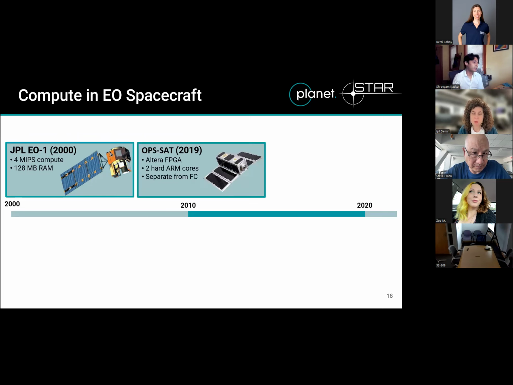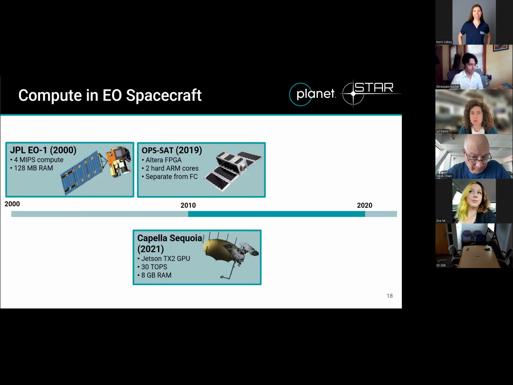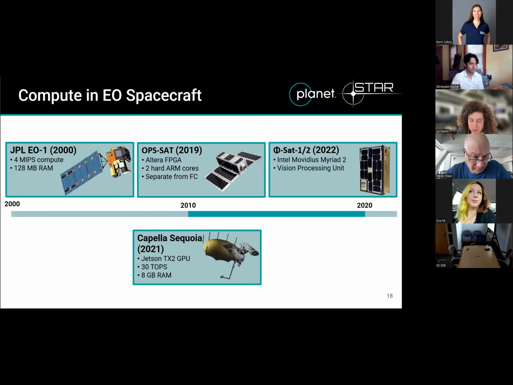Contrast this with something like OPS-SAT in 2019. It has an Altera FPGA with 2 hard ARM cores, and importantly, its payload computer is separate from the flight computer, so you can effectively use all that compute without disrupting mission operations. Capella has been launching Jetson TX2 GPUs on all its spacecraft since Sequoia in 2021. That has about 30 trillion integer operations per second and 8 gigabytes of RAM on board.